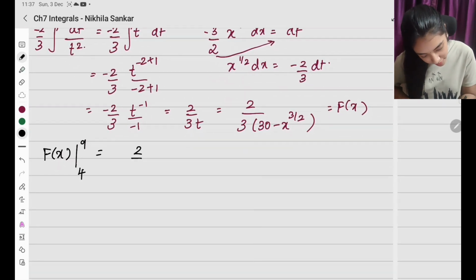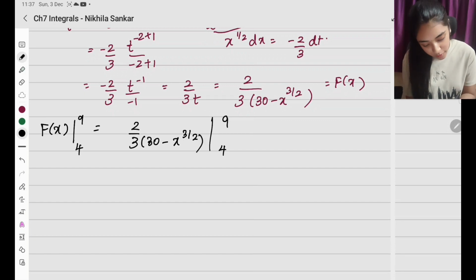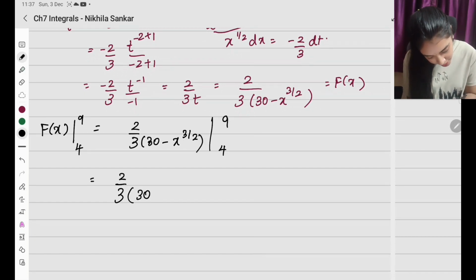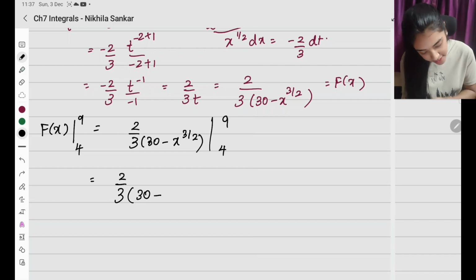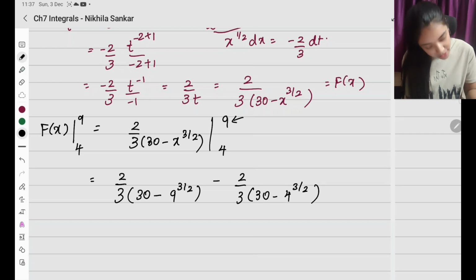I basically have 2 by 3 times 30 minus x to the power 3 by 2, and the limits are going to be 4 and 9. Okay. When I substitute the value, what do I have? 2 by 3 times 30 minus x. For x, I'm going to substitute 9 first. So, I have 9 to the power 3 by 2, minus 2 by 3 times 30 minus 4 to the power 3 by 2. Understood?